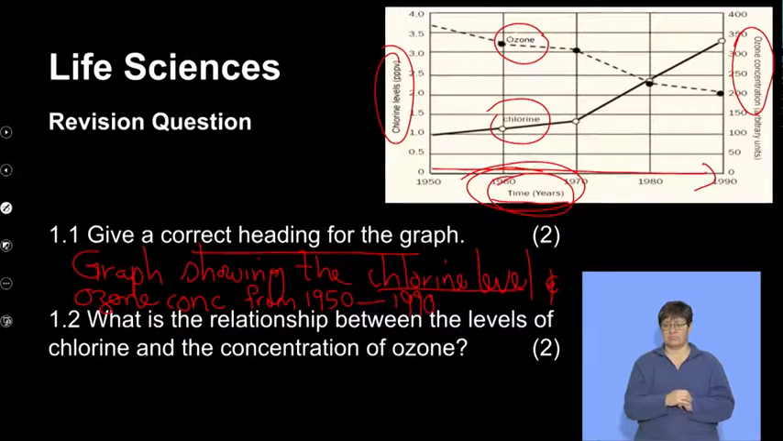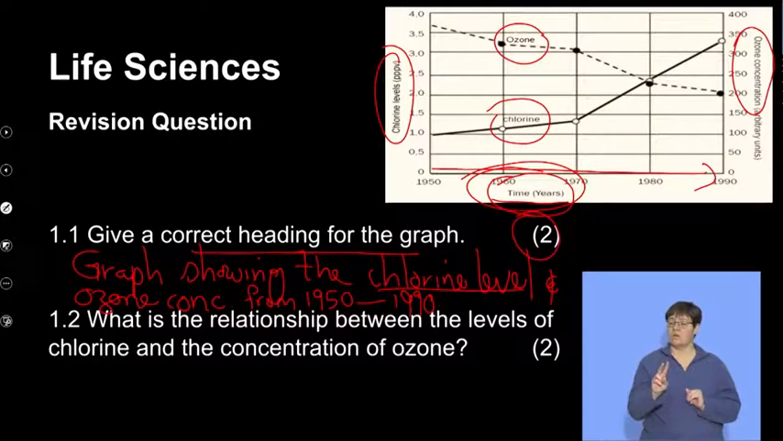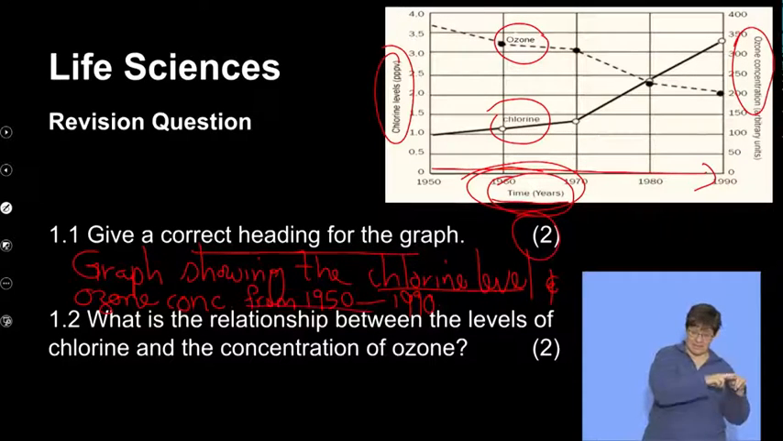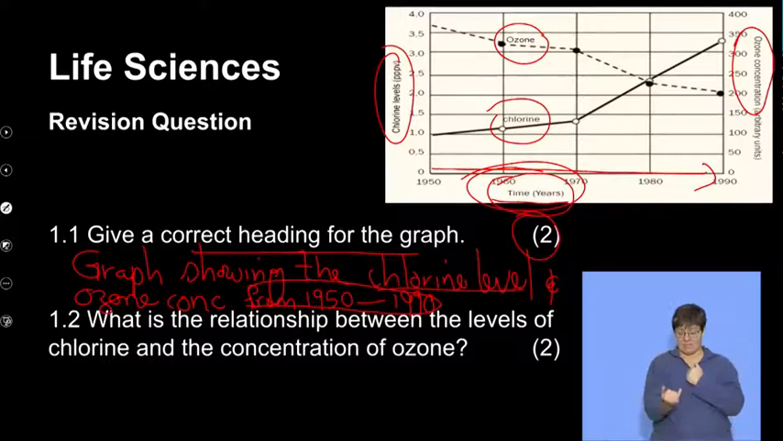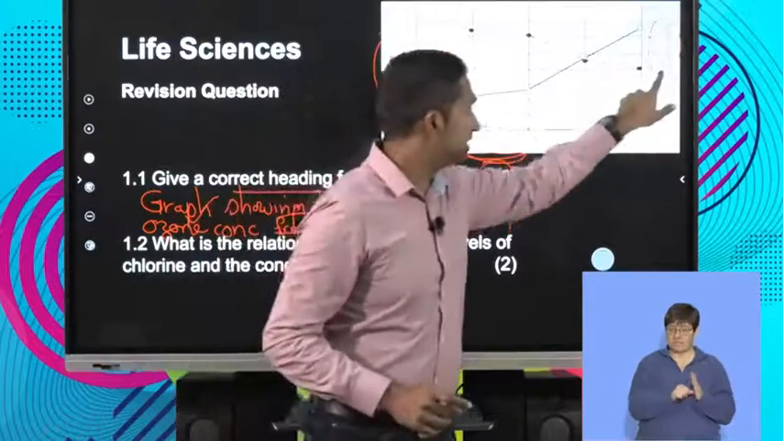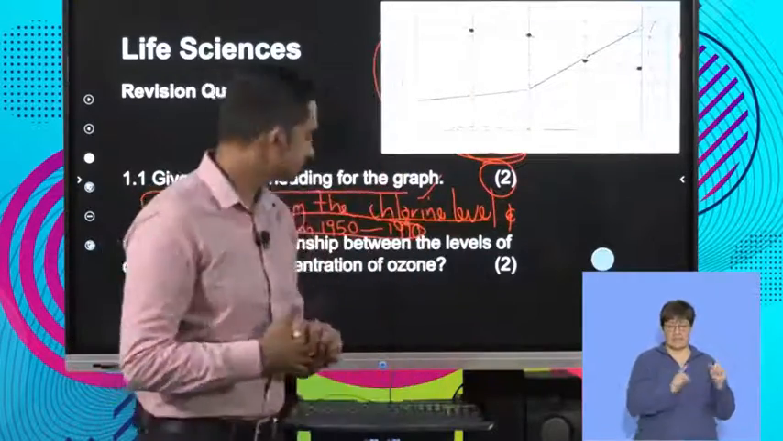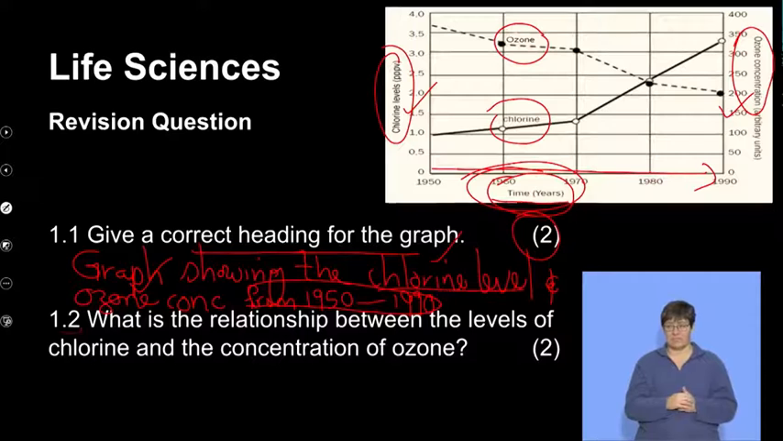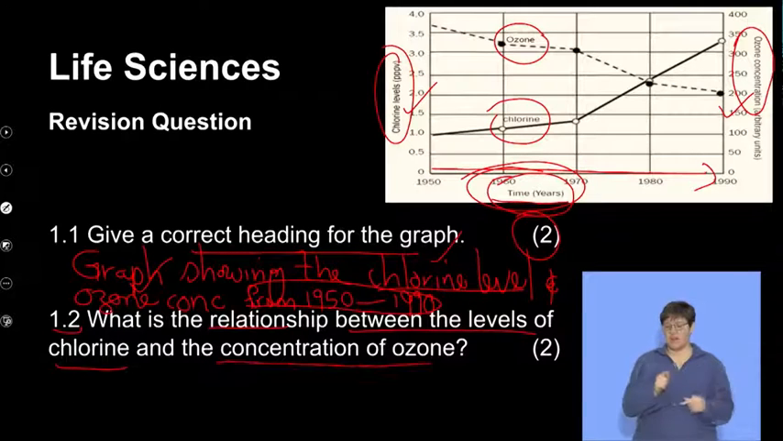Now guys, for a 2-mark question, as I mentioned, you've got to have both the independent variable, which is the time period, as well as the dependent variable, which is the chlorine levels and the ozone concentration. So it's important that you do recognize that there are 2 dependent variables in this graph. Okay, let's move on to 1.2. What is the relationship between the levels of chlorine and the concentration of ozone?